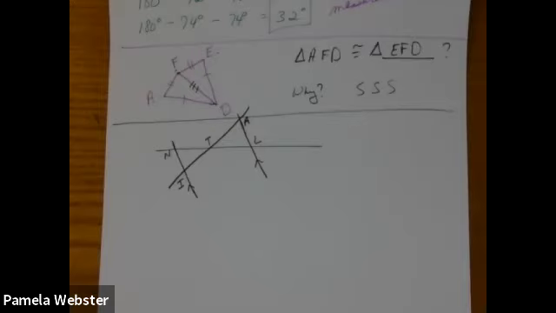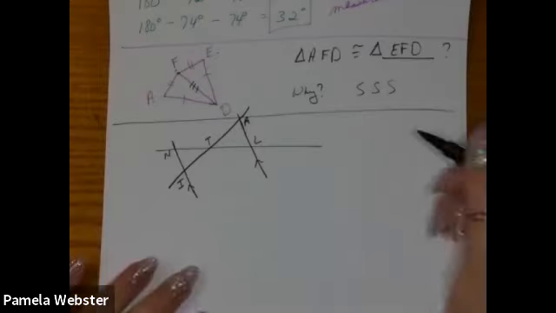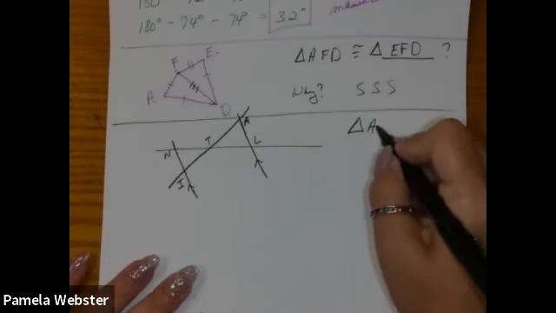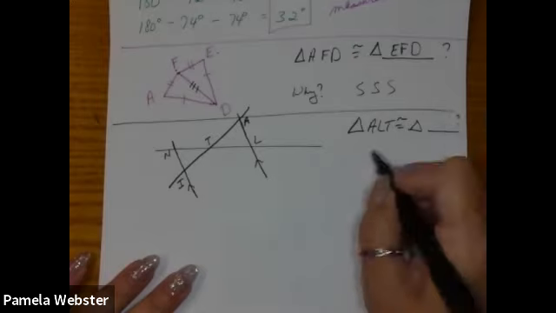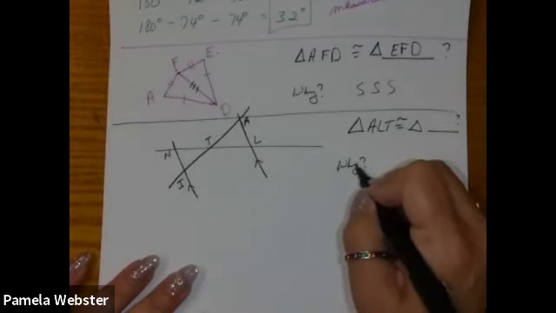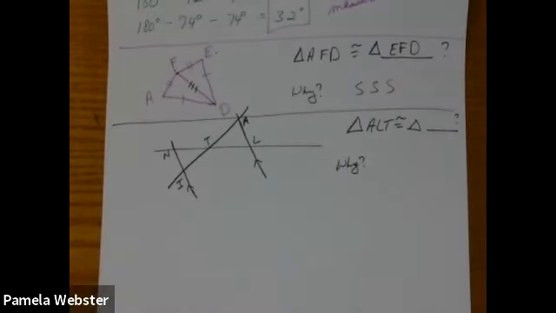Okay, so here we have this lovely picture, and all we know is that the two lines are parallel to each other, and here's what they have asked me. Triangle ALT is congruent to triangle what? And why? Triangle ALT.